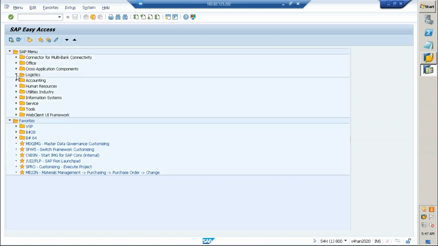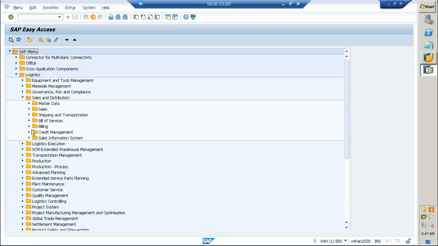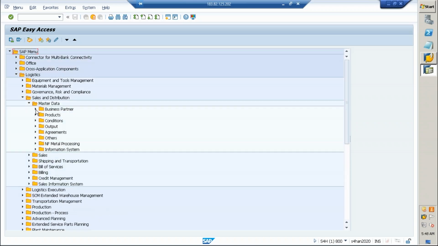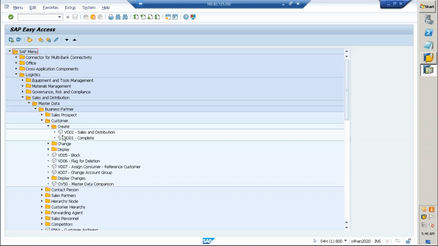Right. So if we compare with ECC, in ECC we have different transactions to create, right? For example, to create a customer, VD01, right? So create customer VD01, and then centrally XD01. So these are the transactions which are available.